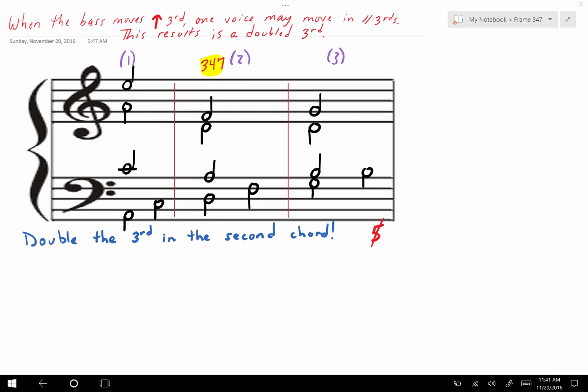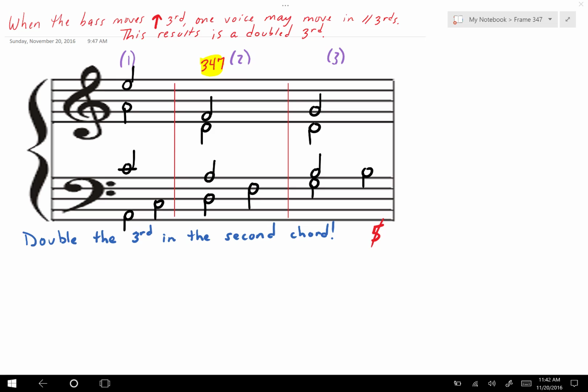Okay, let's look at frame 347. Learn this principle. When the bass moves up by a third, one voice part may move in parallel thirds to the bass. This is going to result in a doubled third, which is okay. You might want to do this just to create a more melodious line for the voice parts to sing, rather than static motion. So let me show you the original way we've been doing this so far.